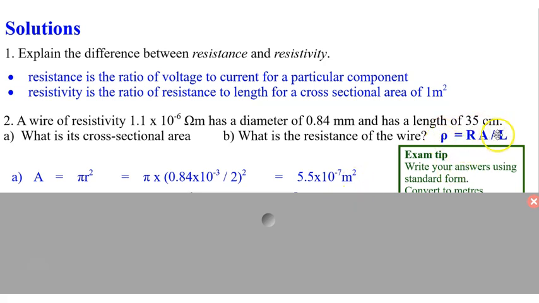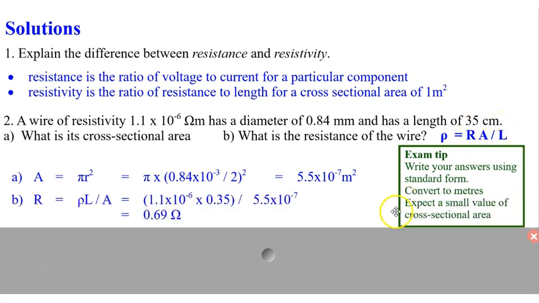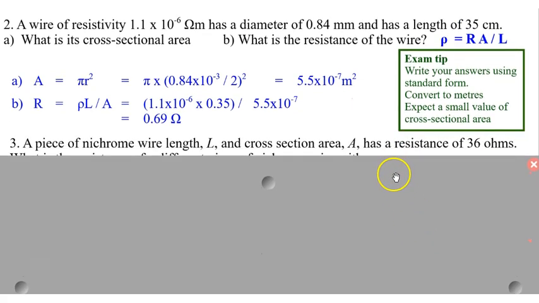The resistance, we can rearrange this expression here to make R the subject. We've got the resistivity, we've got the length, and we've got our value for cross-sectional area. 0.69 ohms, sounds about right. So exam tip: standard form, obviously show your working, convert to meters, and expect a small value for the cross-sectional area, typically.